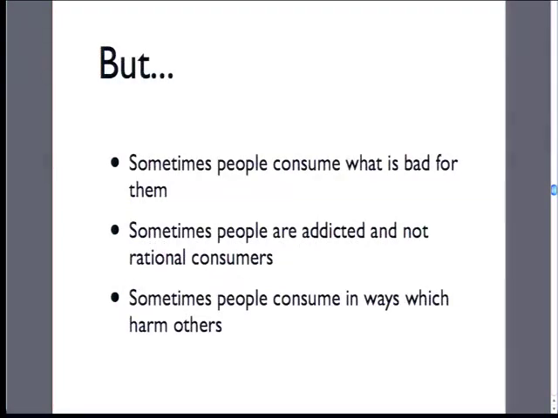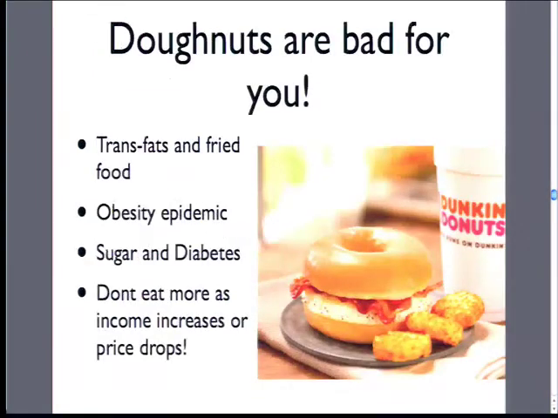Obviously, there's a whole bunch of overreach here. People consume what's bad for them. People have addictions. People are not rational consumers. People consume things that harm other people. So there are externalities to yourself. There are externalities to other people. Obviously, in my example, as somebody brought up last time, donuts are bad for you. This picture is of the donut bacon sandwich, which is just kind of freaky, but people are really into it. It's like the rage sweeping the East Coast.